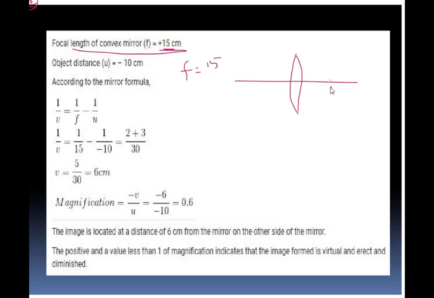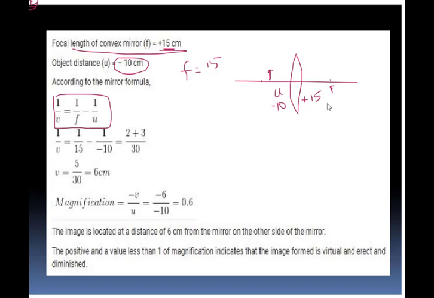Suppose this is the focus. The focal length is 15 centimeter. Suppose here the object is kept. The object distance, this is u, this distance. Here the object distance is equal to minus 10 centimeter, because it is on the left hand side. Focal length is plus, because this is on the right hand side. This is minus 10. This is plus 15.